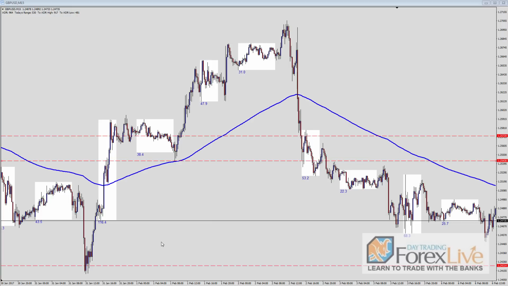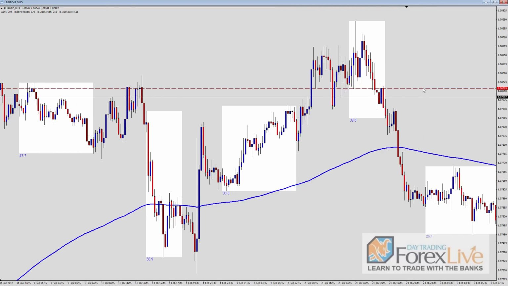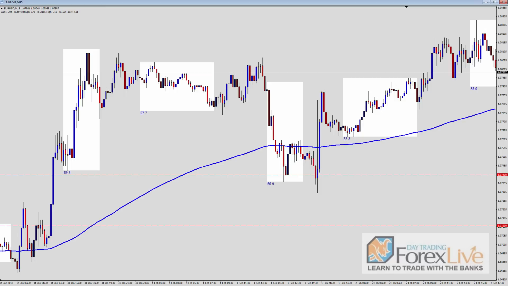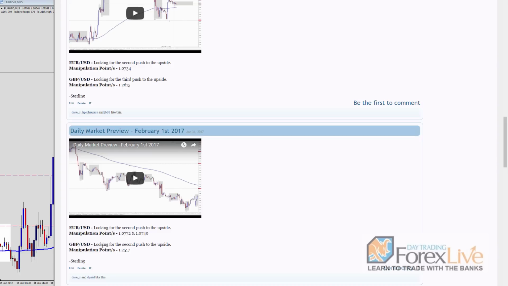So the first trade was on, again, the euro dollar from 0740. So we'll flip over here to that, and 0740 was right here. Now if I bring over the daily market preview from that day, here's 0740. So February 1st, and if we look at this, we were looking for a second push to the upside, and we had 1 level or 2 levels there. One was 0772, one was 0740, which was the level that actually provided the setup.